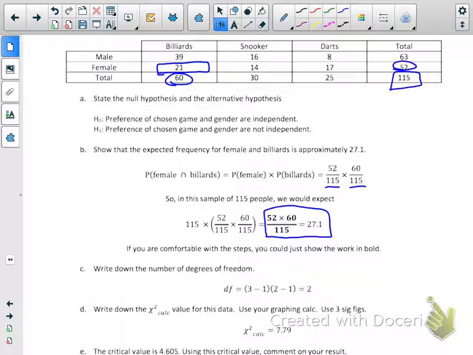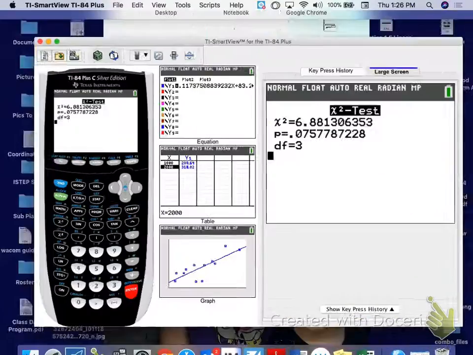My degrees of freedom, in this case, I've got 2 rows and 3 columns. So 3 minus 1, 2 minus 1 gives me 2. Just realize I did that out of order from the formula that I gave you, but the order doesn't matter for your multiplication there. So 2 degrees of freedom. Your chi-squared value is going to be from the calculator. So let's put these in here real quick.